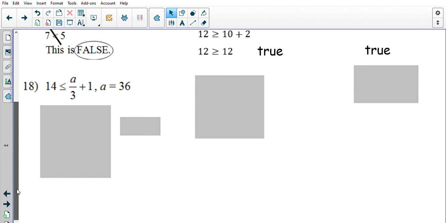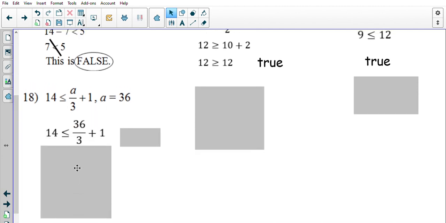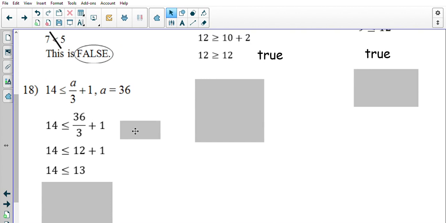Finally, let's take a look at number 18. Let's replace A with 36. So 14 is less than or equal to 36 over 3, which represents division, plus 1. 36 divided by 3 is 12. So we'll do 12 plus 1 to get 13. So we get 14 is less than or equal to 13. That is not true. That is a false statement.